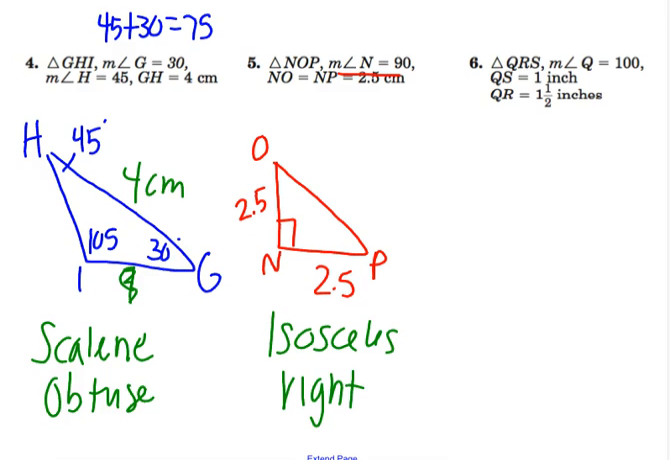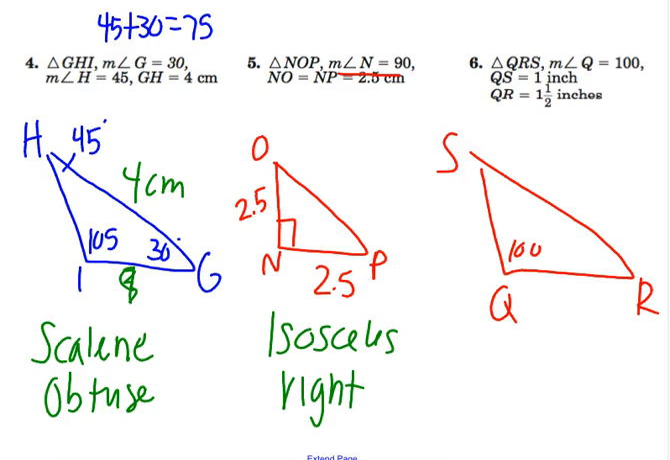Now last one here, triangle QRS, where the measured angle Q is 100, and then my 2 sides, one is 1 inch and the other one is 1.5. Here's angle Q, so 100. QS is 1 inch, this is 1.5. So again, I have 3 different sides, so that is scalene. And then I have an obtuse angle, so therefore it's an obtuse triangle.